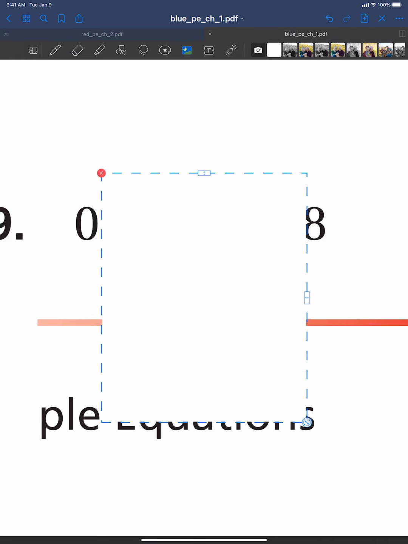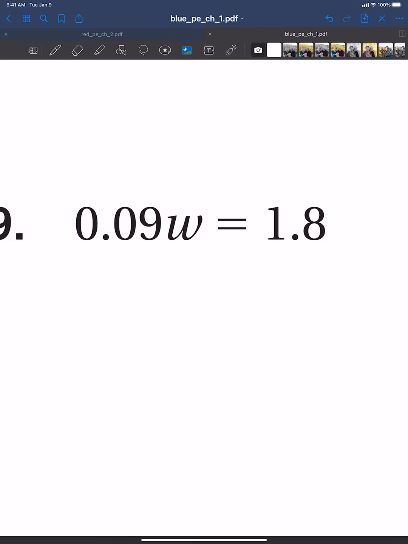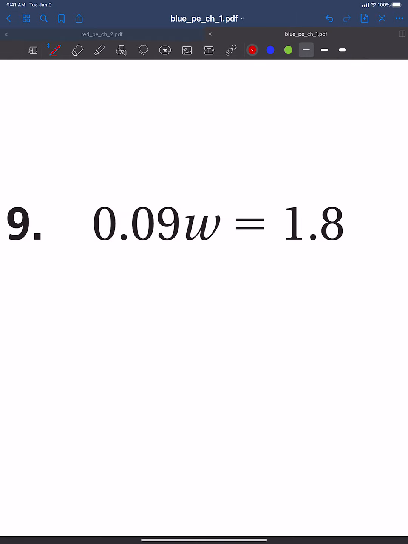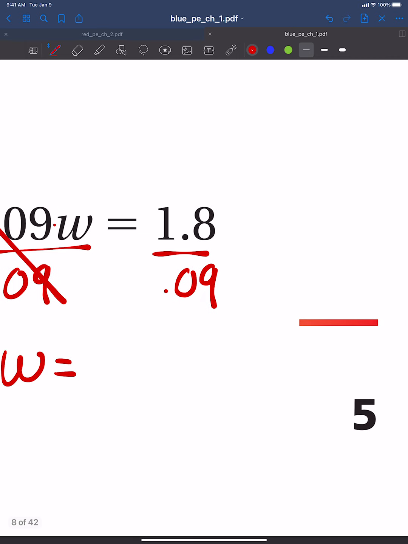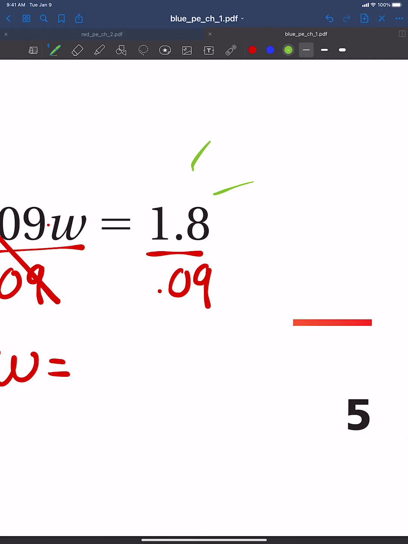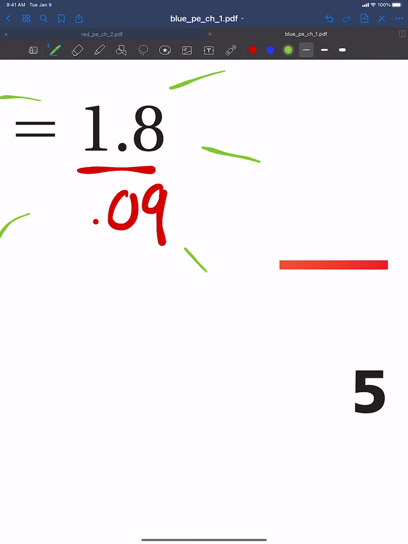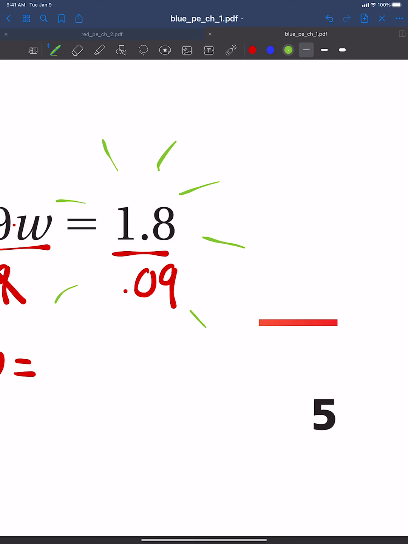Let me grab my sheet of paper and hide all this stuff down here. What is happening to my variable? It's being multiplied by 9/100. The opposite of being multiplied is division, so we're going to divide by 0.09, but you got to do it to both sides. These ones cancel out, they make a 1 whole, so I'm left with a w. Now I've got 1.8 divided by 0.09. Now guys, here's a huge tip. You can't have decimals in the denominator. You can't. So the best way to do decimals in the denominator is to kick them out of there.